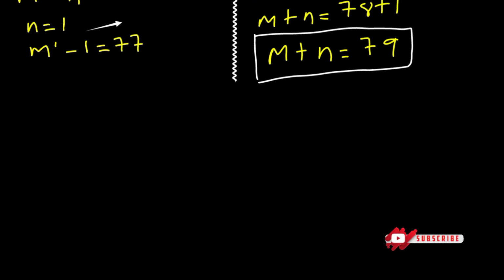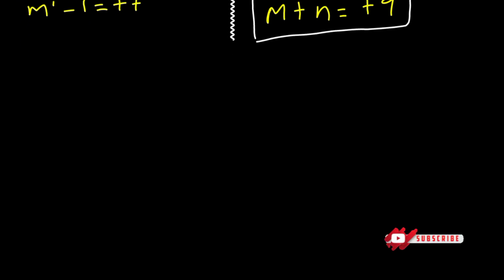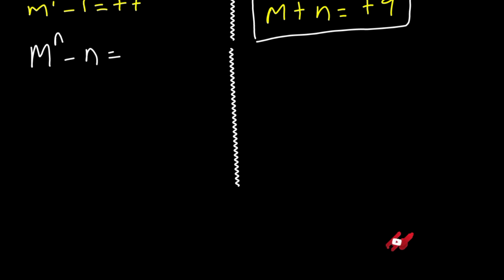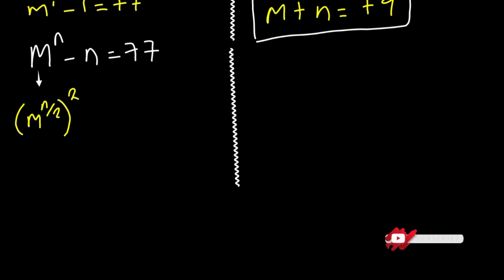To find this second solution, we have to use a very brilliant trick. So let us write the equation here. We have m to the power of n minus n equals 77. And then now we're going to be using brilliant factorization. Let's write this as m to the power of n over 2, all squared, minus, then we also go ahead and write n as n to the power of 1 over 2, all squared, and that gives us 77.